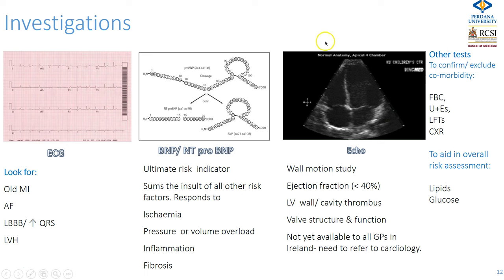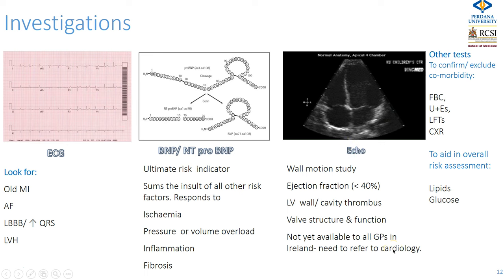The ultimate gold reference test, however, is the echocardiogram. So you can look at wall motion, you can look at ejection fraction and calculate ejection fraction. You can look for cavity thrombus, look at valves, and so on. Now, in some countries, this is available to primary care doctors. In Ireland, it's only patchily available.